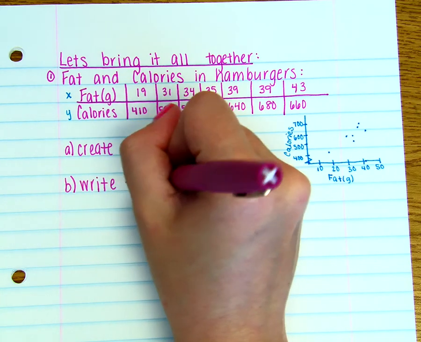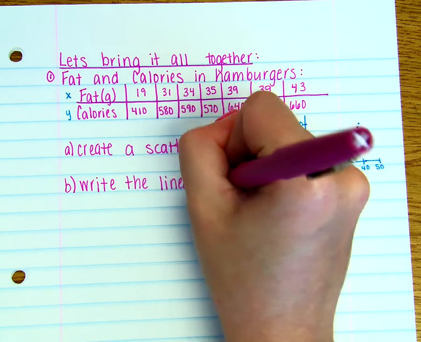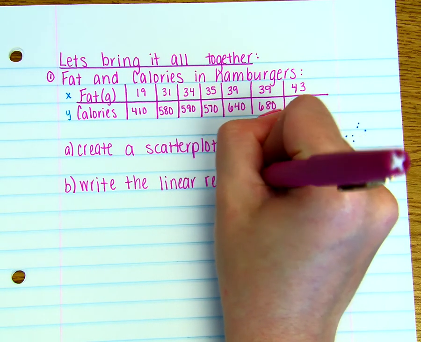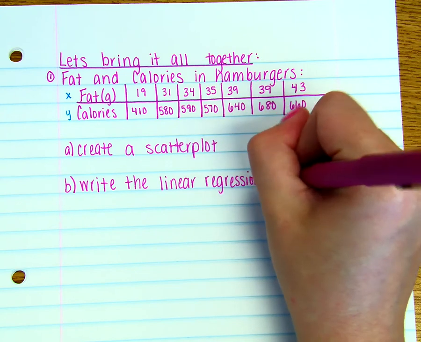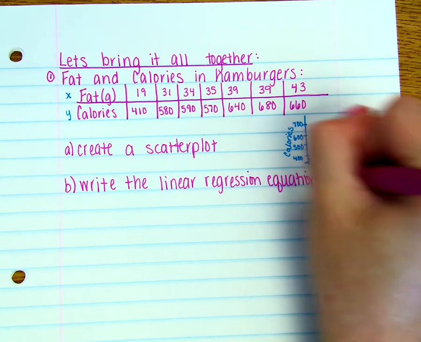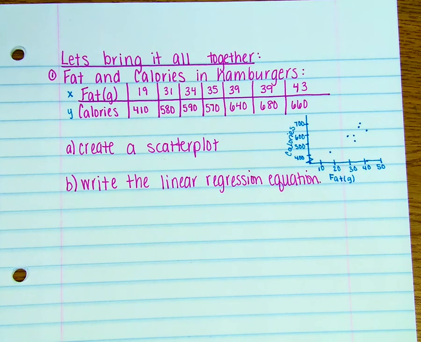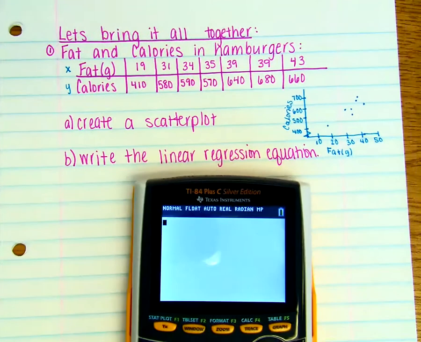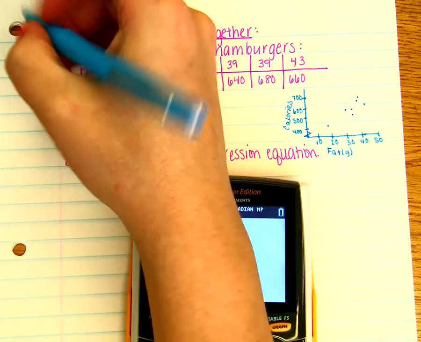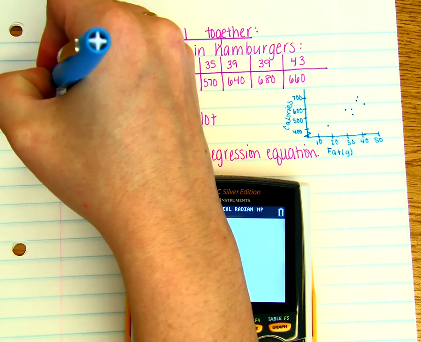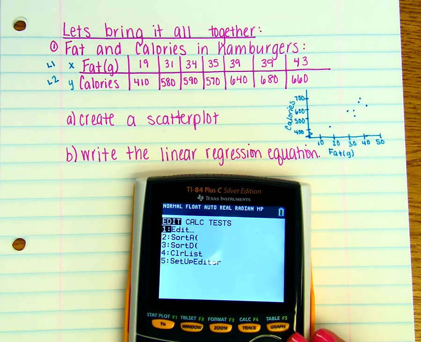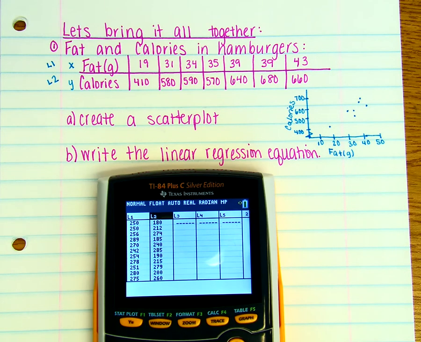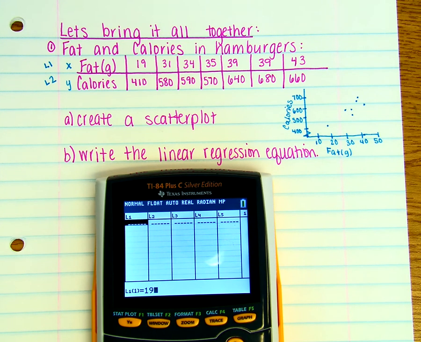Now we're going to write the linear regression equation. So to write our linear regression equation, we need to get our calculator. Remember, the first one goes in for L1, the second one goes into L2. So we hit Stat, Edit, and remember, if you have information in your calculator, you can either reset your calculator or clear it out. Never hit delete. And we're going to enter in this information. 31, 34.